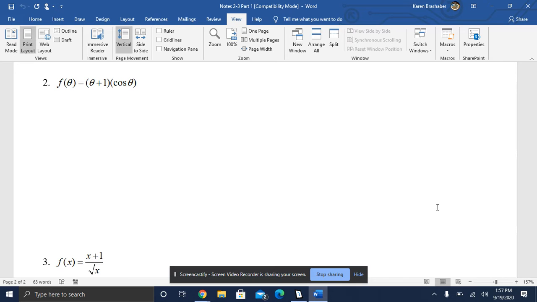And I'm going to go ahead and leave it in this form and do the rule. So theta plus 1 is first. Cosine theta is second. And so f prime of theta would be first, so theta plus 1, times the derivative of the second. Well, the derivative of cosine is negative sine of theta.